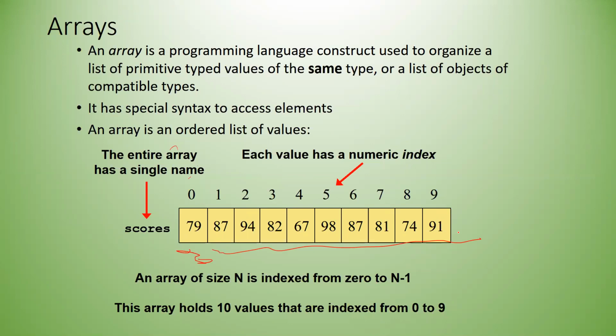So this entire array has a single name, just like in a Python list, it has one name. This is the array name. And then each value in it is called an element. And each element has a location. How do you differentiate each element from the other elements? You use the index.